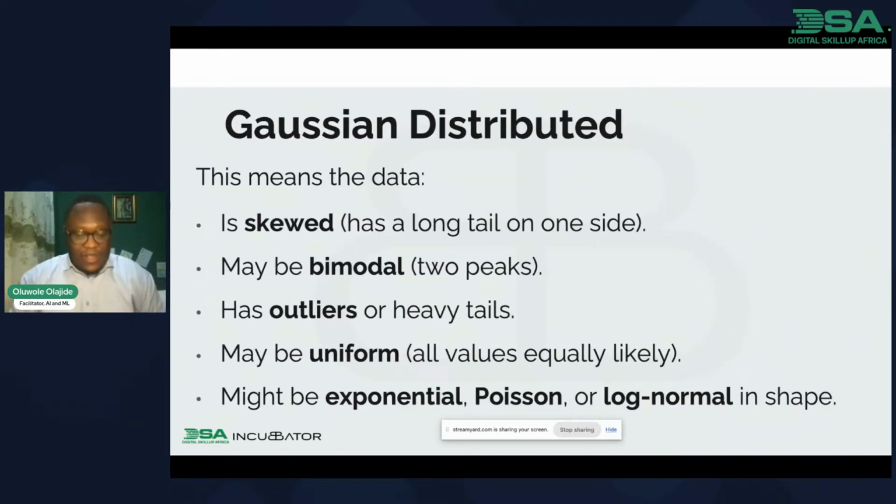Now, because I know somebody will ask, what is Gaussian distributed? Don't get scared. It means that your data is skewed. It might have a long tail on one side and not the other. Or maybe it's bimodal, which means you have two different states, or two peaks. Then there are outliers. We'll talk about outliers before the end of the class.